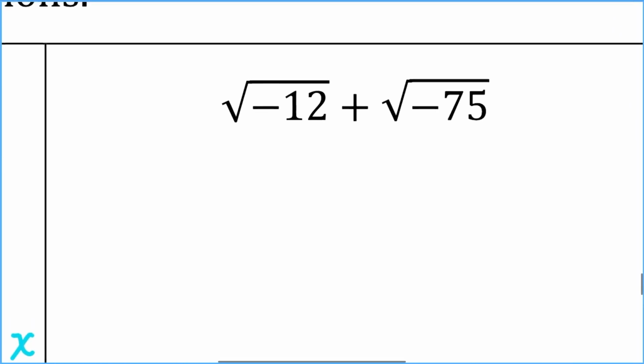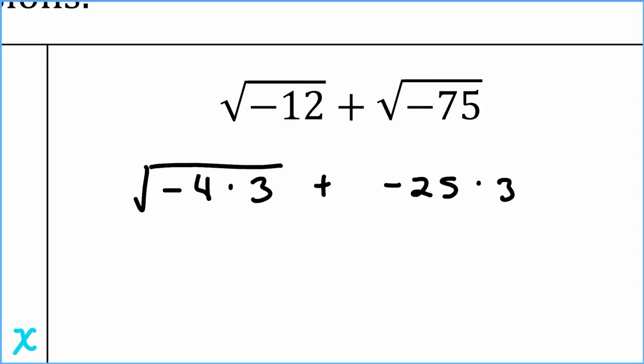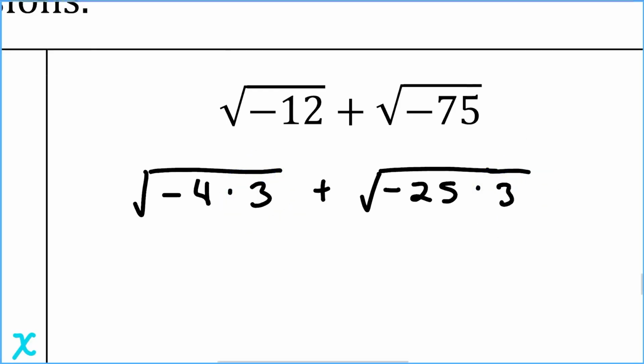Okay, same thing over here. Negative 12, we want to break that apart into negative 4 times 3. And 75, we want to break that apart into negative 25 times 3. This is how you know the problem is going somewhere, because you have these matching numbers. See how both of these produce a 3? That's good, right? That means this problem can be simplified.